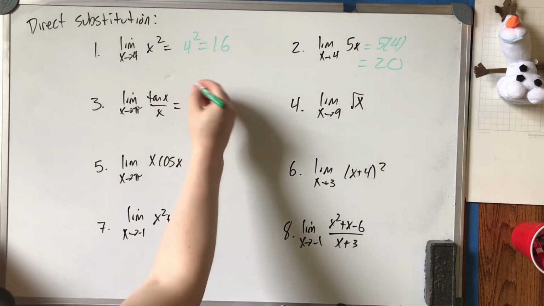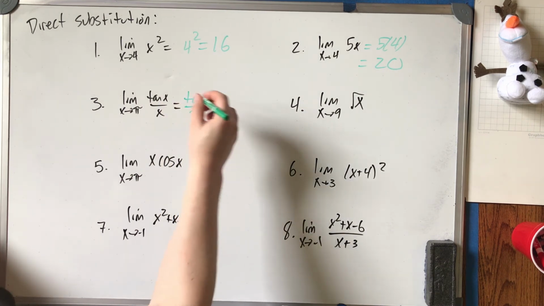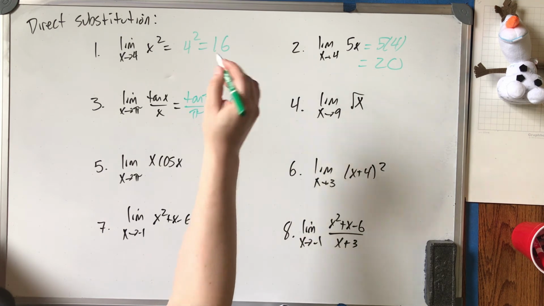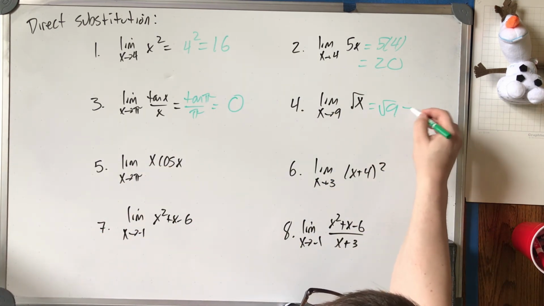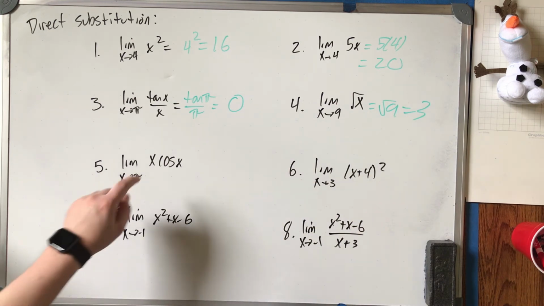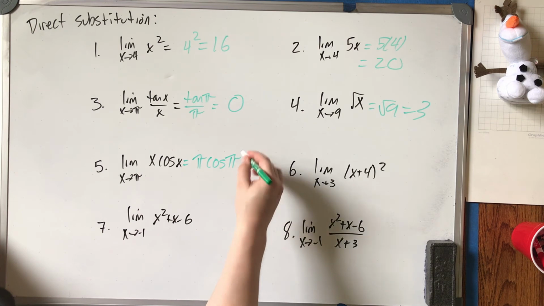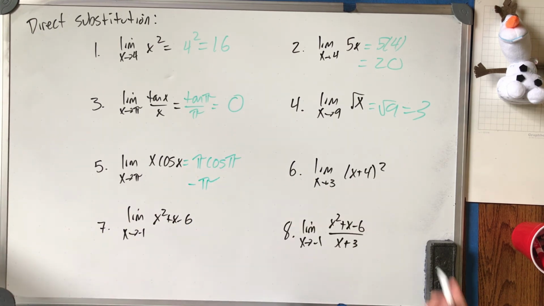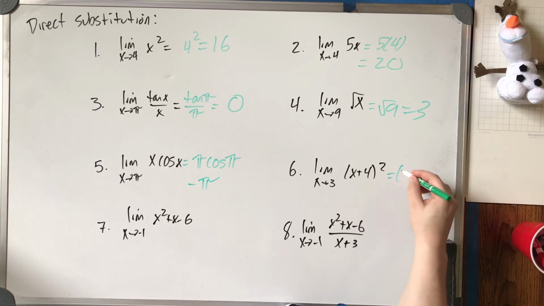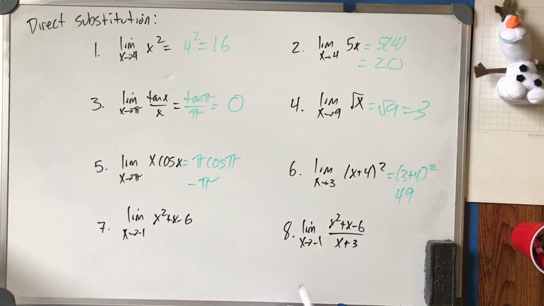Here, plug in pi, so I get tangent of pi over pi. Let's see, tangent of pi is 0, so 0 over pi is 0. Here, direct substitute in, square root of 9 is 3. That's what this limit's going to equal. Direct substitute in pi, so I get pi cosine pi. Let's see, cosine of pi is negative 1, so this is negative pi. Here, direct substitute this in, I'm going to get 3 plus 4 squared, so that's going to be 7 squared, or 49.